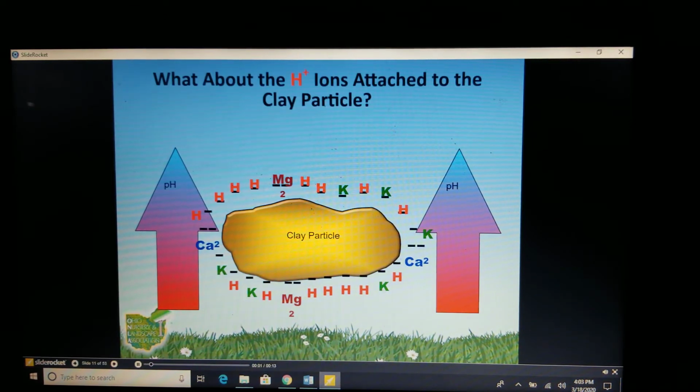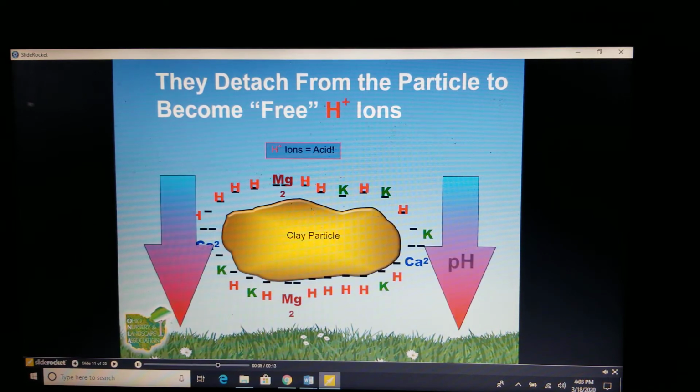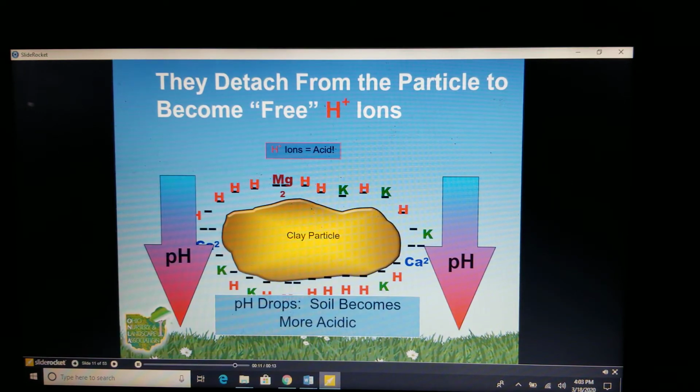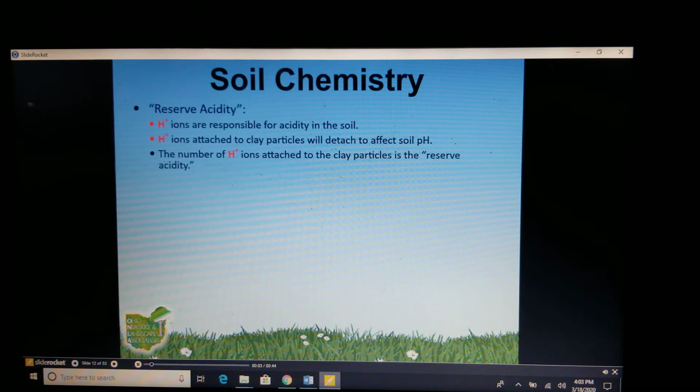But what about the hydrogen ions that are attached to the clay particles? They can detach from the clay particles and enter the soil solution. More hydrogen ions in the soil solution means more acidity, so the pH drops. Here are some important soil chemistry terms. Reserve acidity is directly related to the number of hydrogen ions attached to the clay particle. It's the number of hydrogen ions held in reserve. Remember, these ions do not directly affect soil pH.